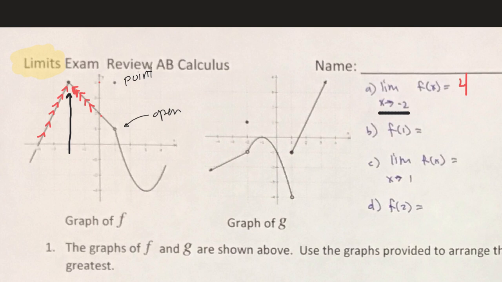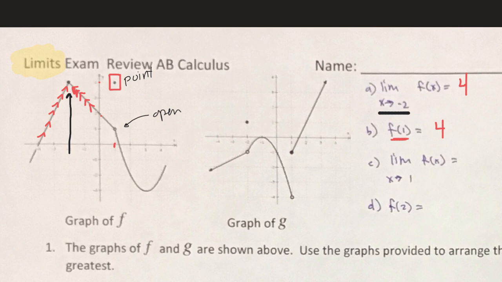Okay, number 2 says f of 1. That means what is the y value when x is 1? So here's when x is 1, and notice there's an open circle, but the point is way up here. The y value is the point, not where the graph is going necessarily. So the y value is going to be 4 again for this one. The point on our graph when x is 1 has a y value of 4.